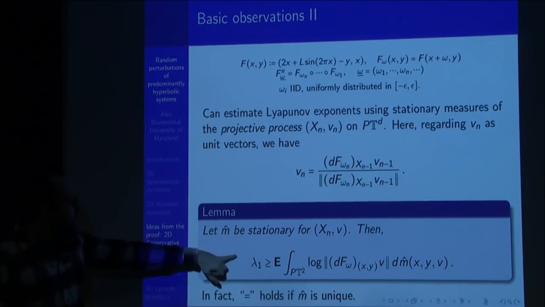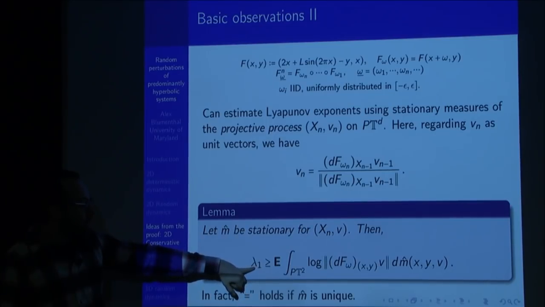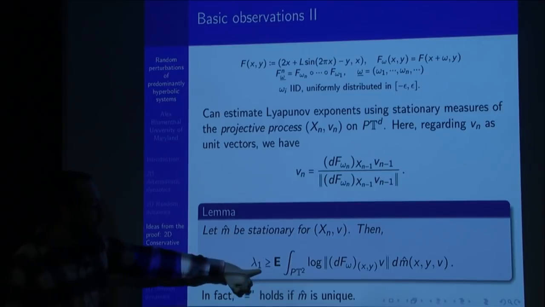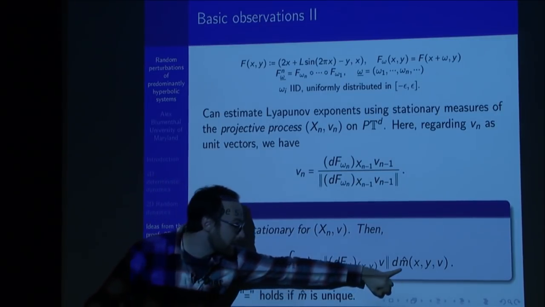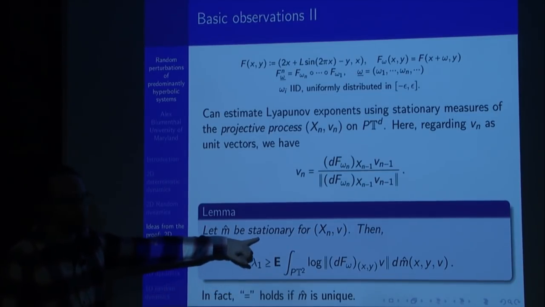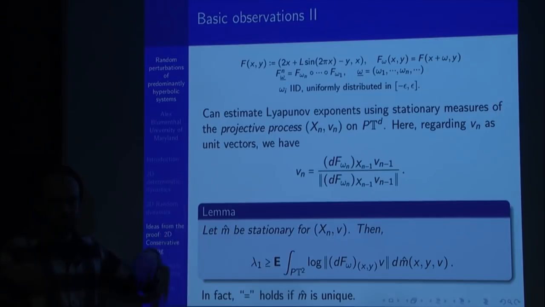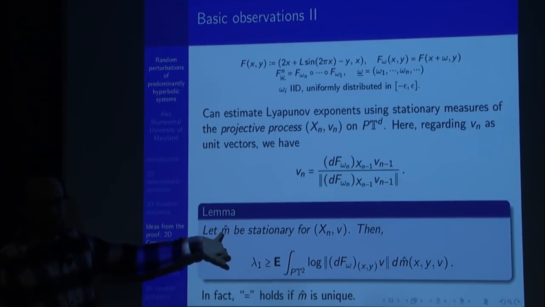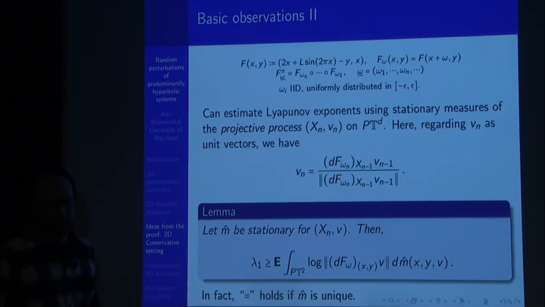So in fact, the Lyapunov exponent for Lebesgue measure is going to be bounded from below by this average with respect to any stationary measure for the (x_n, v_n). Actually, the stationary measure is unique, again, by kind of highfalutin theory that I don't really need. But irrespective of whether the stationary measure is unique, you always have this lower bound. OK?